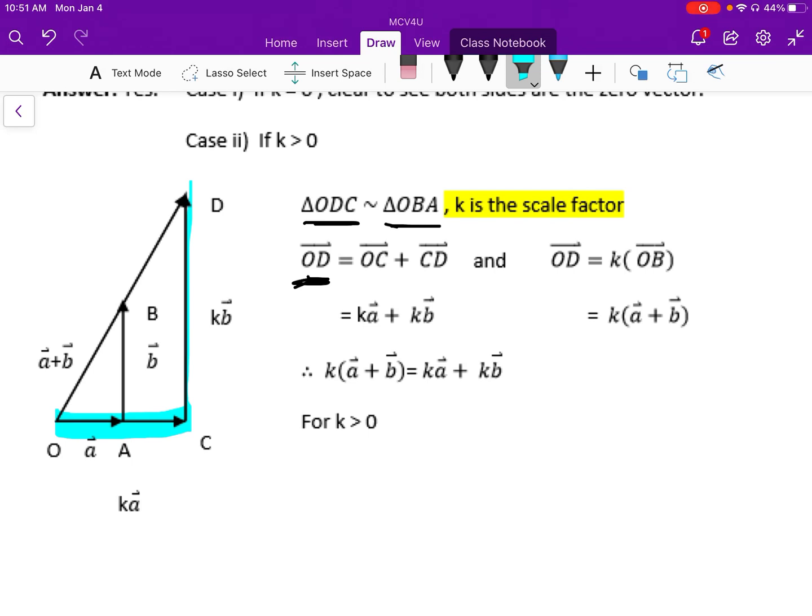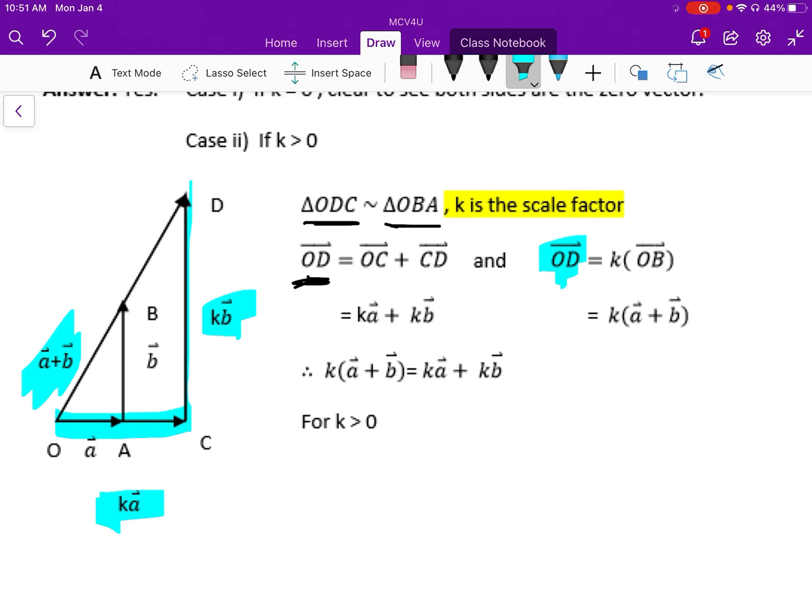Okay, so OC, we can see because we use the scale factor, is K vector A, and CD, using the K factor, the scale factor again, is K vector B. All right, now, the other way we're going to take a look at OD is just simply using the scale factor. We know that OD is simply K times vector A plus vector B. All right, vector OB rather.